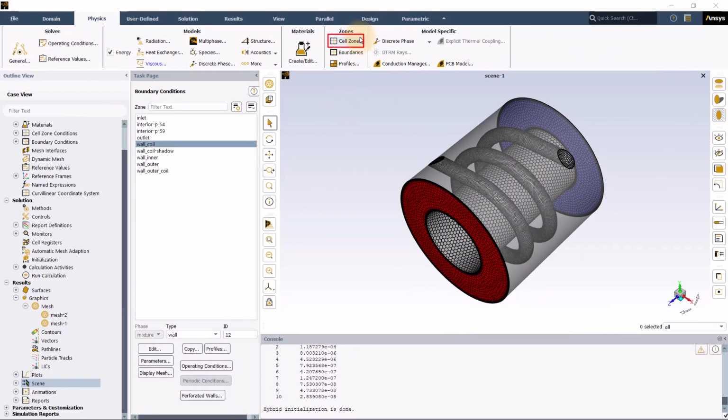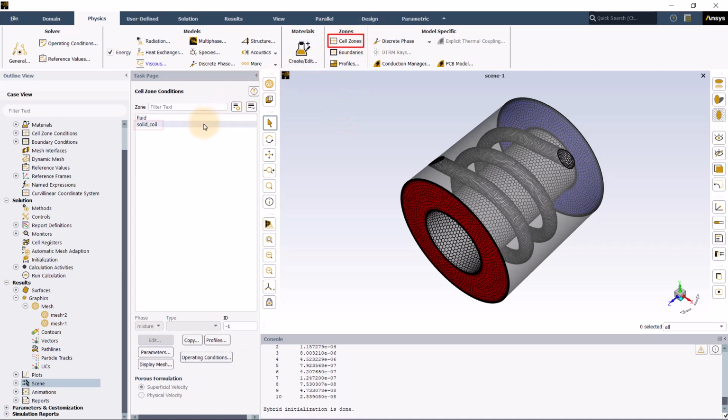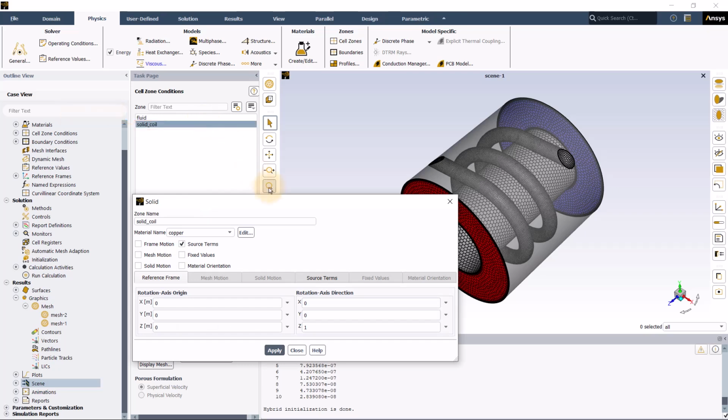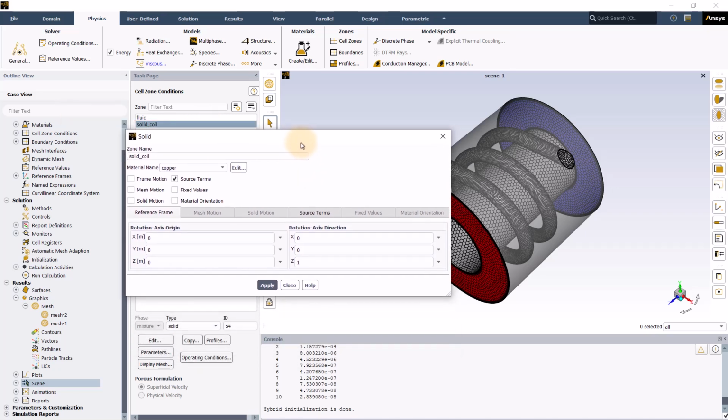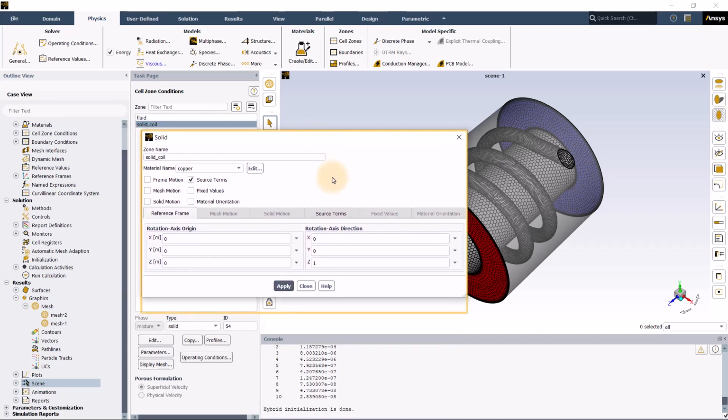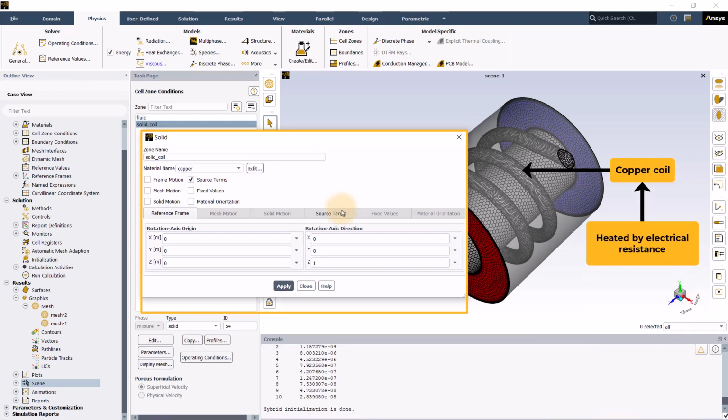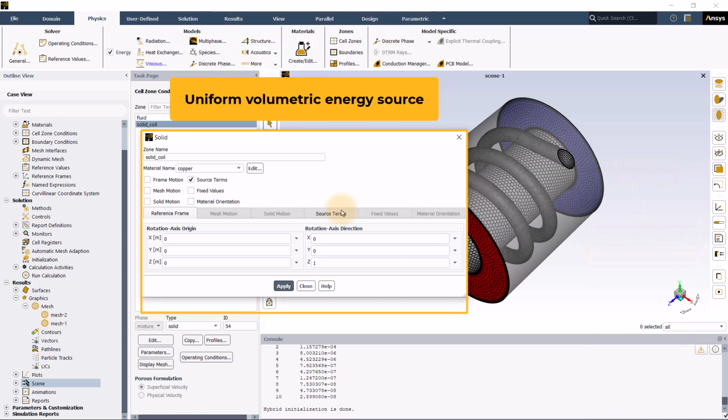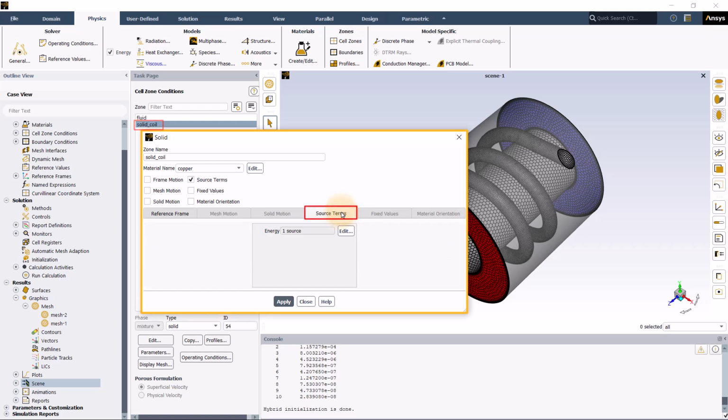One additional thing I want to talk about is energy sources. It's not unusual for heat transfer problems to make use of energy sources, for instance, to represent the heat generated by an electrical component. In the model on the screen now, the coil is made out of copper and it's heated by electrical resistance. To simplify the modeling, the heating is represented as a uniform volumetric energy source. To define this source, just open the cell zone conditions panel for the solid, go to the sources tab, enter one or more sources, and then enter values.